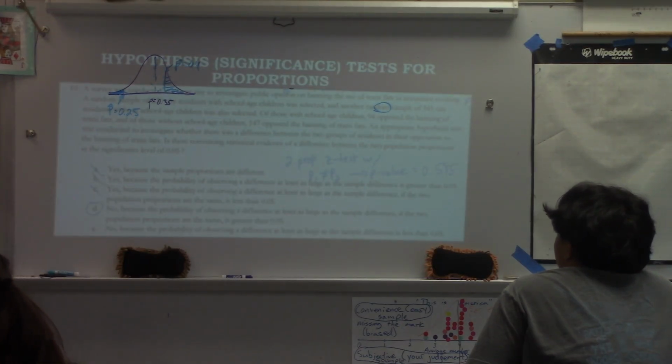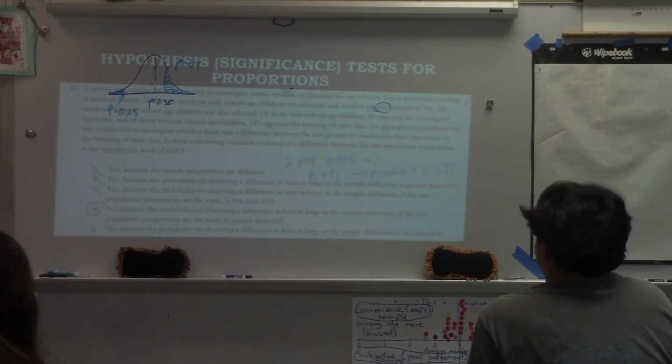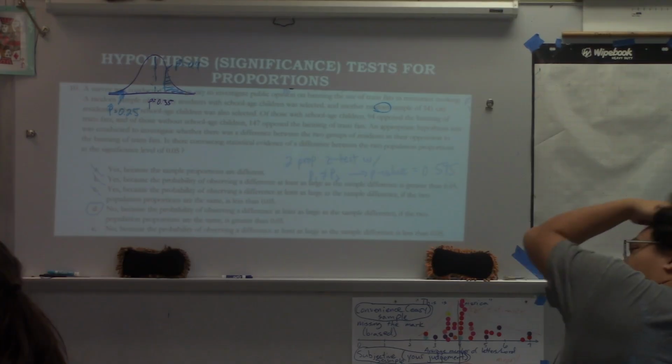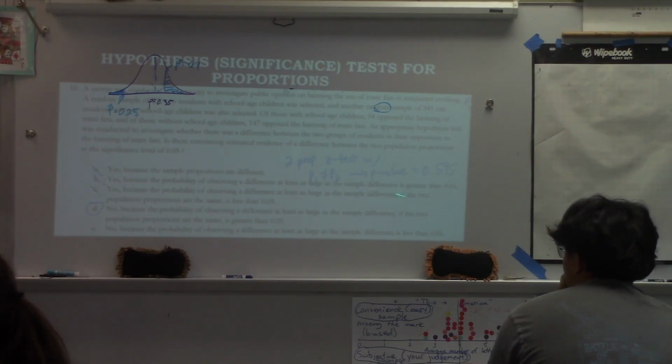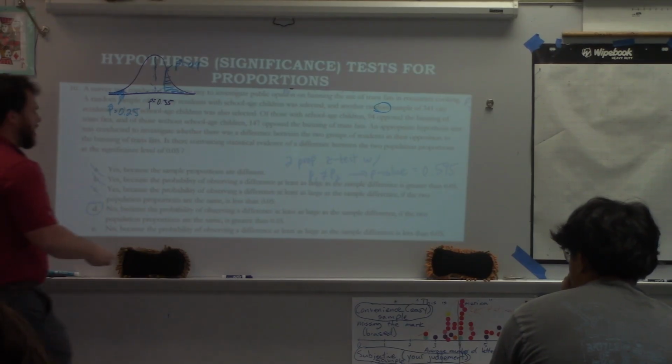All right, number 10, someone specifically asked for this one. So it says, is there convincing statistical evidence of a difference between two population proportions at that significance level? I mean, first off, I would run the hypothesis test, right? If I run the hypothesis test, this is the p-value that I get. Just initially, do I have statistically significant evidence? It's about 0.05. So do I have statistically significant evidence? Yeah. So remember, you have statistically significant evidence when your p-value is less than alpha.